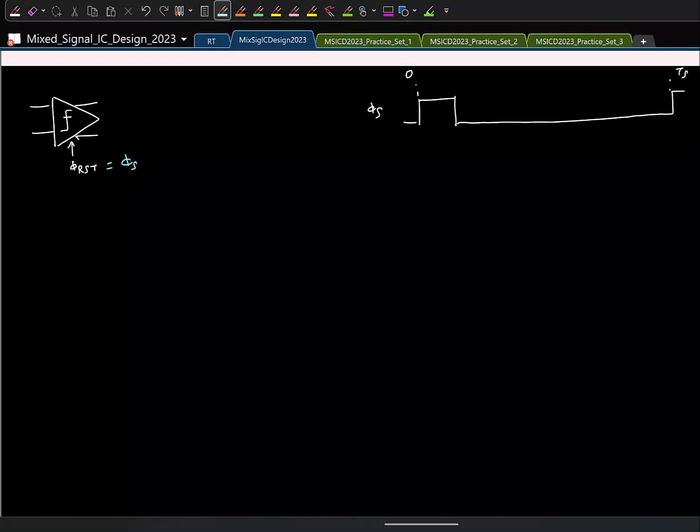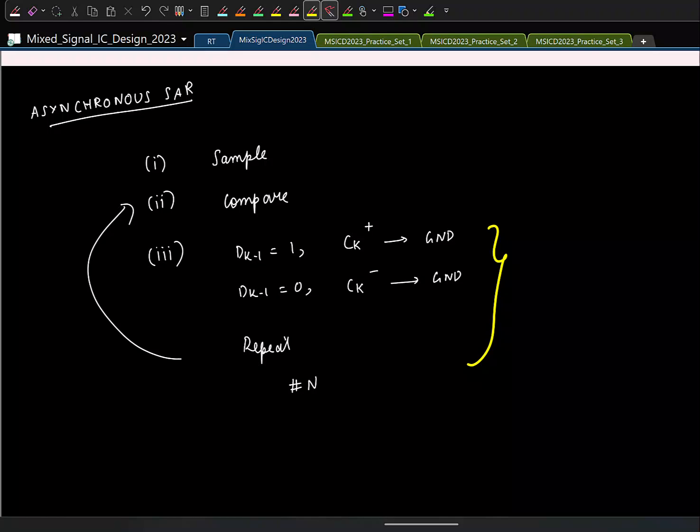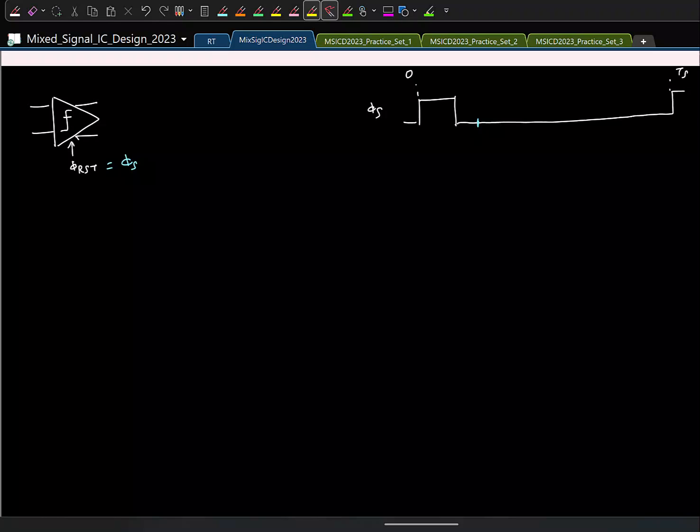Great, now let us say the comparison starts once phi s goes low, and let us say the first comparison is over here. Now in our flow chart, we have to do this switching next, but before that we have to detect when the comparison is over. We have sampled it, it's fine. We started the comparison, it is okay. But we have to detect when we have finished this comparison operation. Only then we can start the next operation, right?